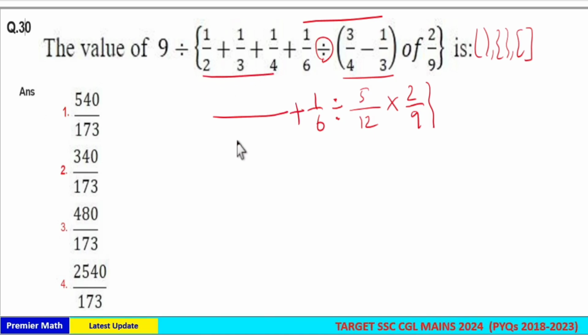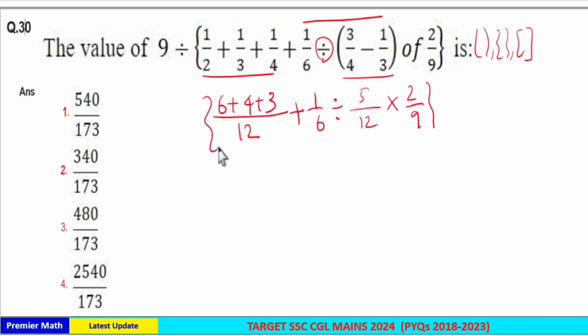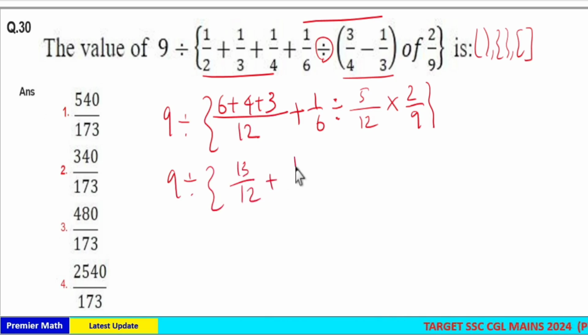Here LCM of 2, 3, 4 is equal to 12. 2 goes 6 times in 12. 3 goes 4 times in 12. 4 goes 3 times in 12. Now this bracket completed. Remaining is 9 divided by this whole bracket. So this will become 6 plus 4, 10 plus 3 is 13. 13 by 12 plus 1 by 6 divided by, I'll write it as multiplication.